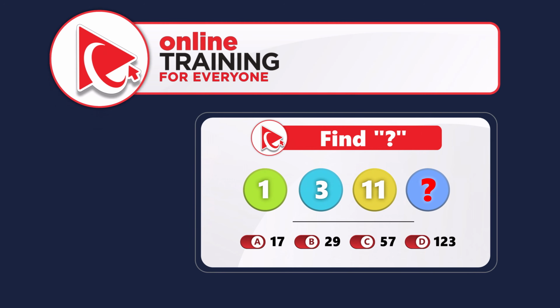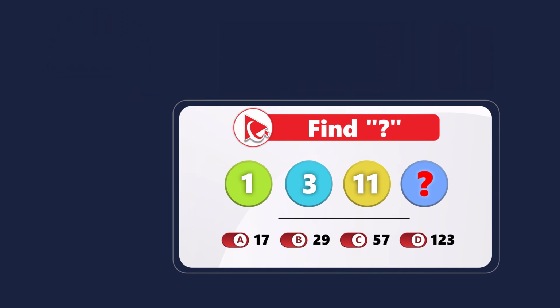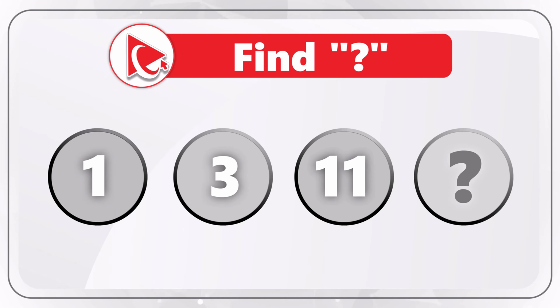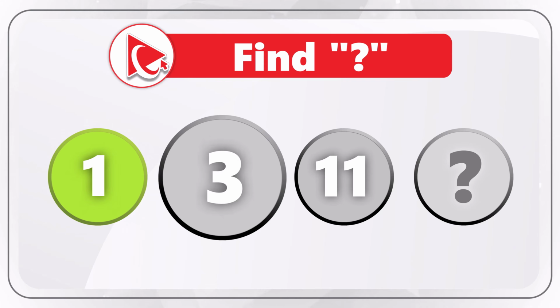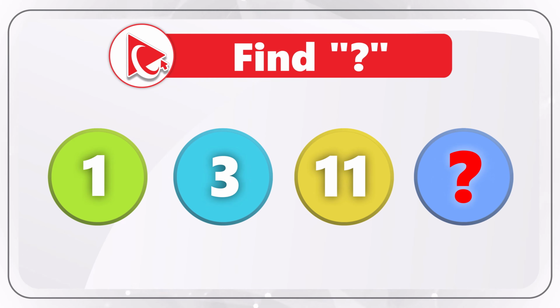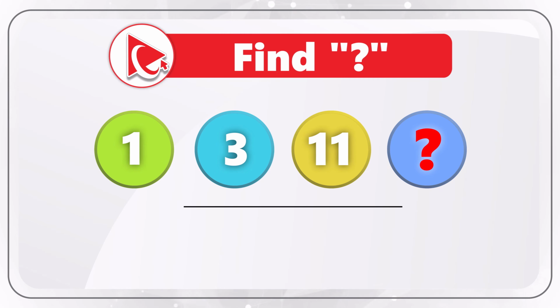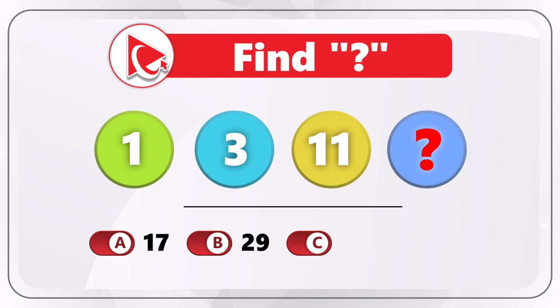Here's the question where you might struggle to get to the correct answer, but I have full confidence that you'll be able to solve this challenge. You're presented with the sequence of numbers. The numbers are 1, 3, 11, and then comes the missing number. You need to determine the missing number and rationalize your solution by selecting one of 4 possible choices. Choice A, 17. Choice B, 29. Choice C, 57. And last but not least, choice D, 123.